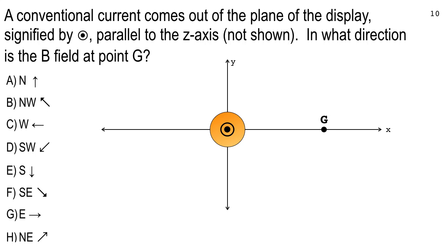The current is coming out of the plane of the display. So you put your thumb in the direction of the current, and then the fingers of your hand symbolize or encode the direction of the field lines. So the field lines are going to be going anti-clockwise for this current. And therefore up here, they're going north. All right? So remember that.